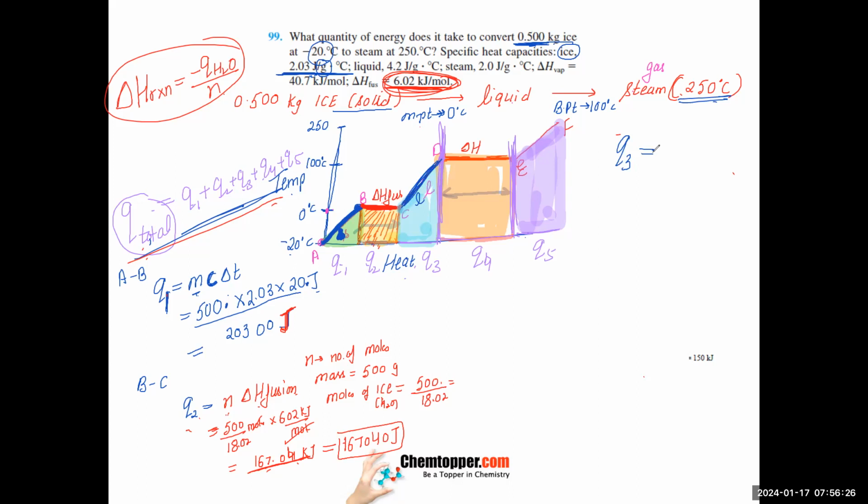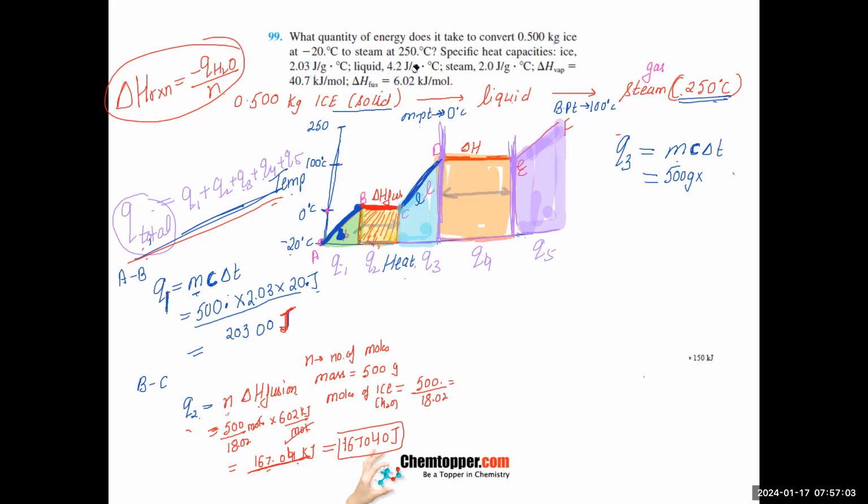So which equation should I use here? Yes, MC delta T. Perfect. What is M here? Same. Mass cannot be created nor destroyed. Whatever the mass of ice was, exactly the same mass. C, look at the question. Give me the value of C. You remember, specific heat capacity of liquid water, and that is given to you in the question.